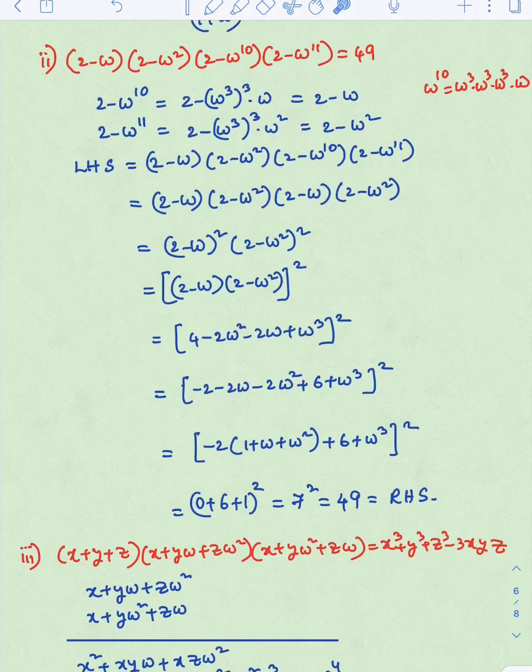So, these two binomials have the same power. So, take the power common, whole square. Write (2 minus omega) and (2 minus omega square) product in a bracket. Multiply. There are 4 terms. 2 2s are 4. 2 into omega square, 2 omega square. 2 into omega, 2 omega, omega cube. But don't forget, write correct symbols. Plus, here minus, here minus, here plus.